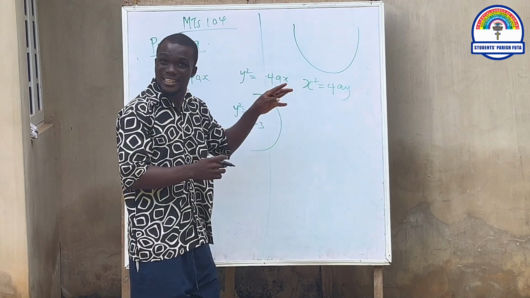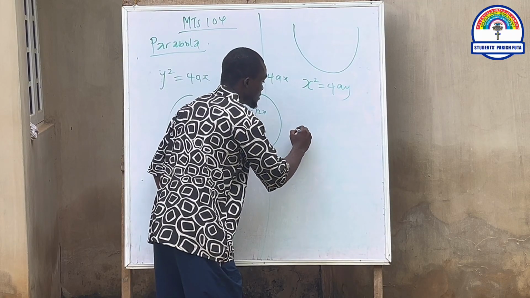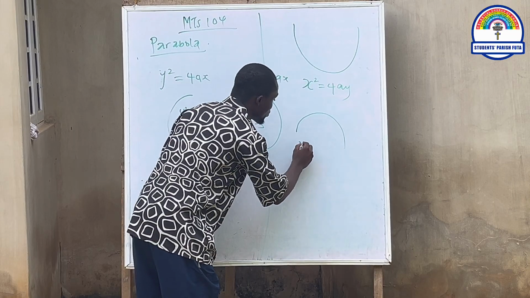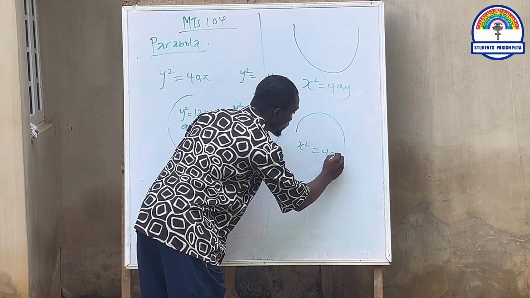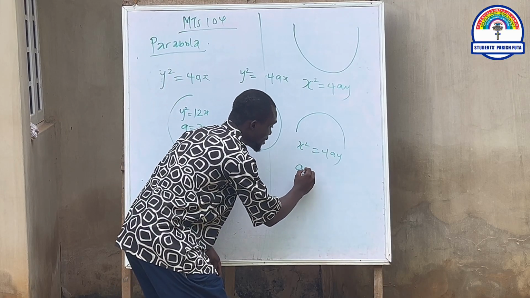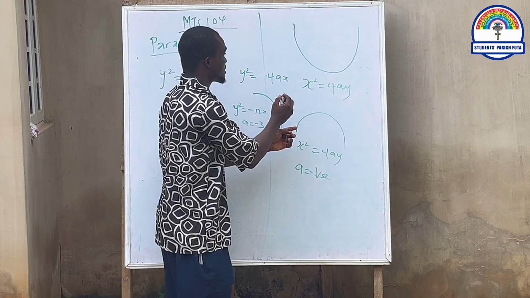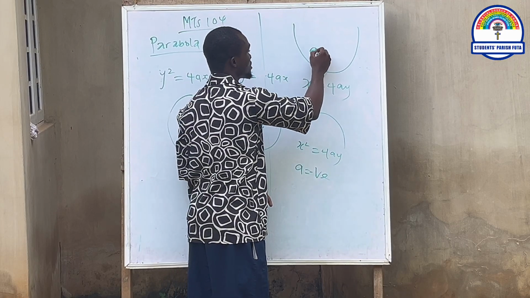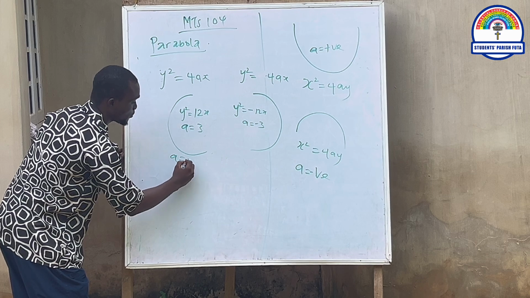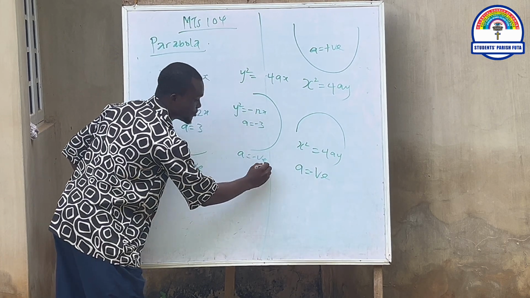When the value of a is positive, it faces upward, and if it is facing downwards, we have x squared is equal to 4ay still. But in this place, the value of a is negative. Do you understand? For this place, the value of a is positive, and for this place, the value of a is negative.